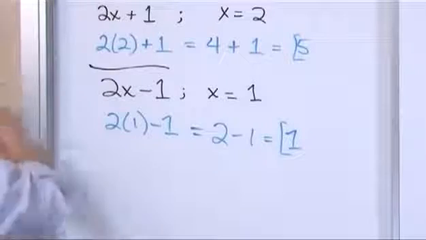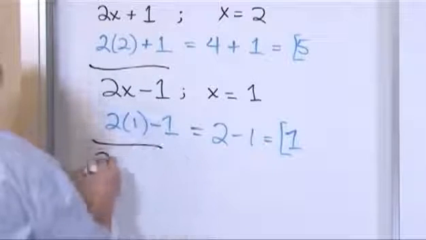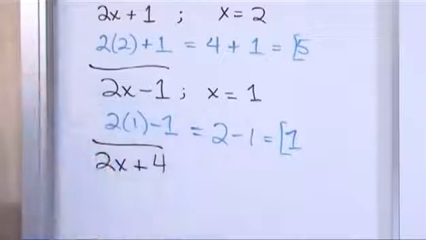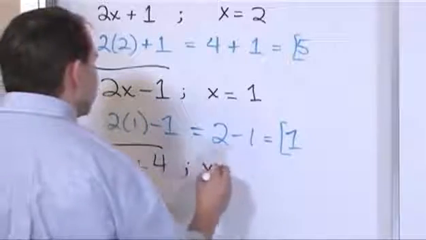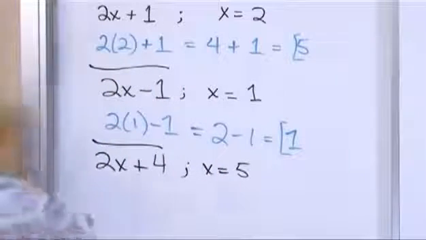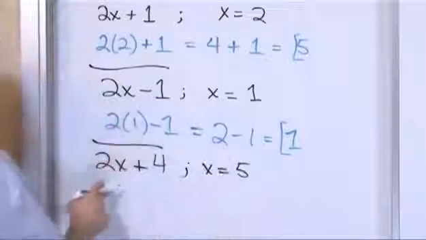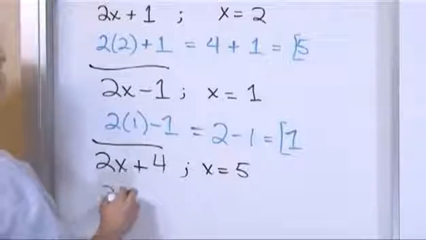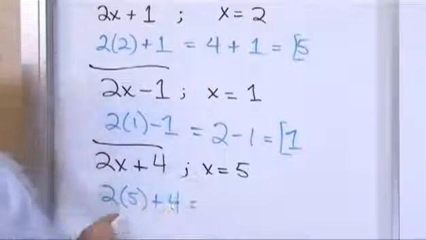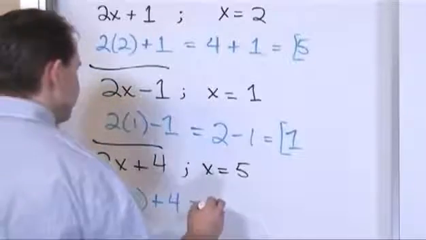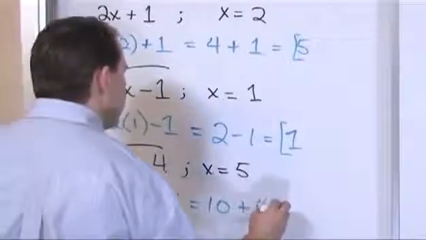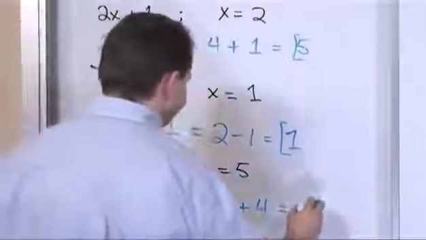Now, what if you had 2 times x, plus 4, where x was equal to 5. So we've solved it. We figured out what the answer was. X, the unknown variable, was equal to 5. So what's that going to make this expression equal to? 2 times 5, plugging in for x, plus 4. 2 times 5 is going to give me 10, but I still need to add this 4. 10 plus 4 is 14.